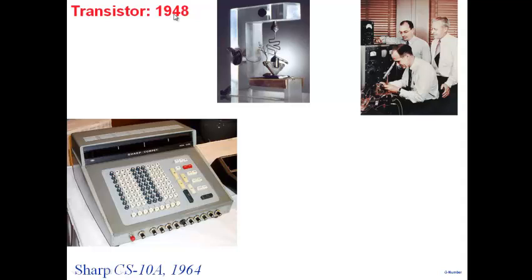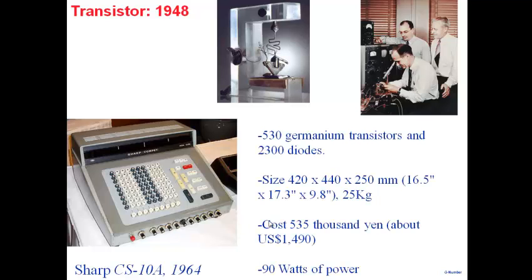I've written 1948. It was actually close to the end of 1947. It's difficult to define when a particular thing was invented. So December 1947 was when the invention of the transistor was reported in the press. And with the transistor, you can see that what earlier occupied an entire room could now be fitted onto a table. You can see the integration level of this particular one: 530 germanium transistors, 2300 diodes, and all of that.